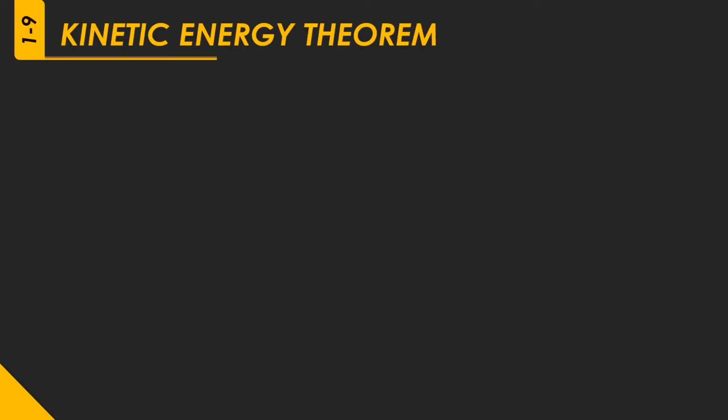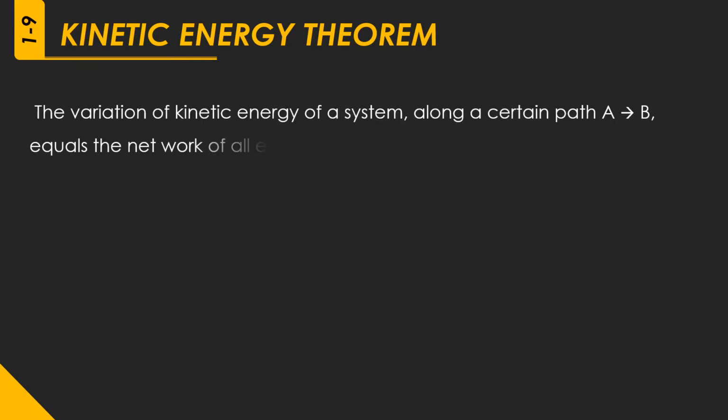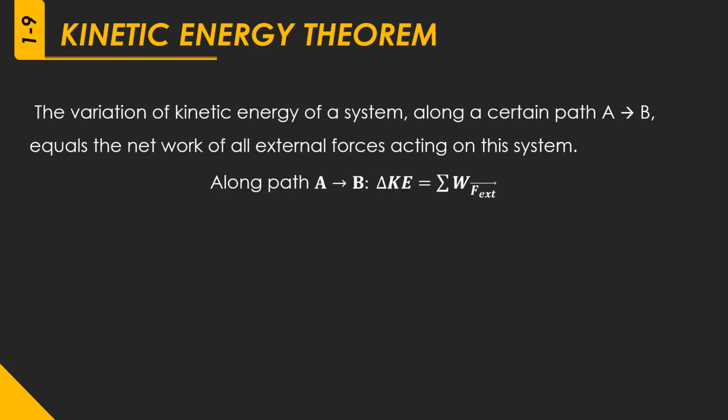Starting with the kinetic energy theorem, which states that the variation of kinetic energy of a system along a certain path from A to B equals the net work of all the external forces acting on that system. If you translate that to a mathematical equation, we get the following: delta KE from A to B equals the summation of work of F external.